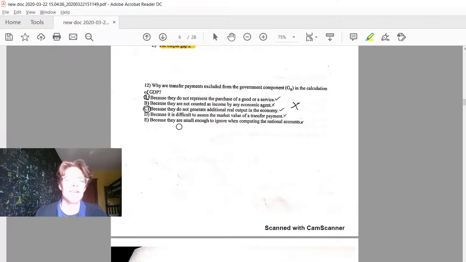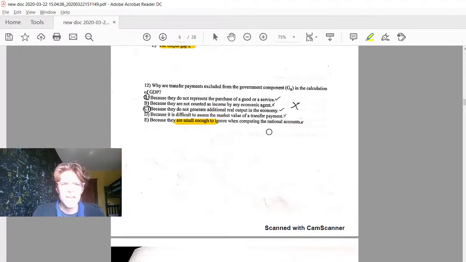So there's never anything that's small enough to ignore. That doesn't make any sense, so we can get rid of that. Difficult to assess the market value of a transfer payment. A transfer payment is like when you're paying senior pensions and stuff. So that's very trackable, so it's not difficult to assess the market value of that.